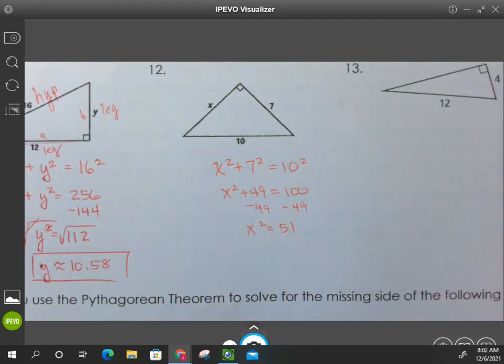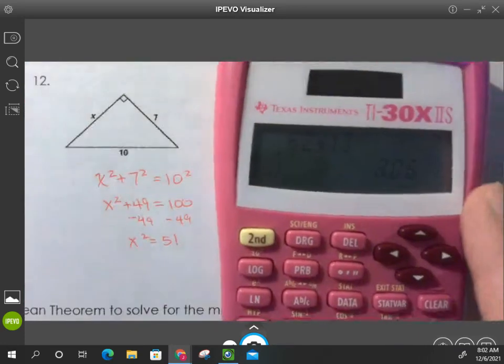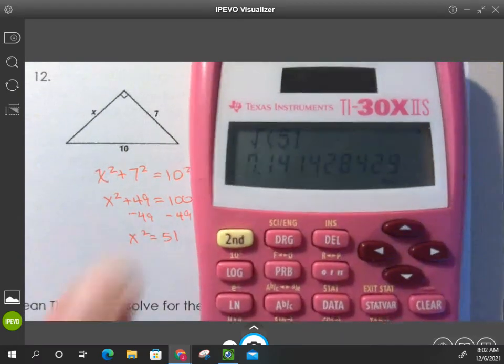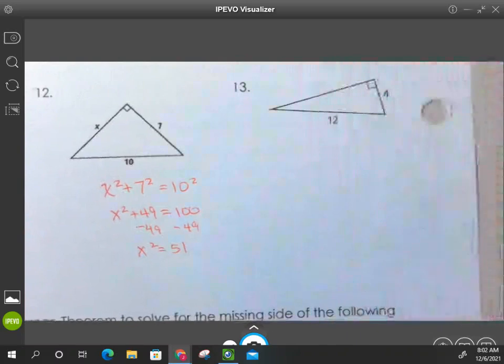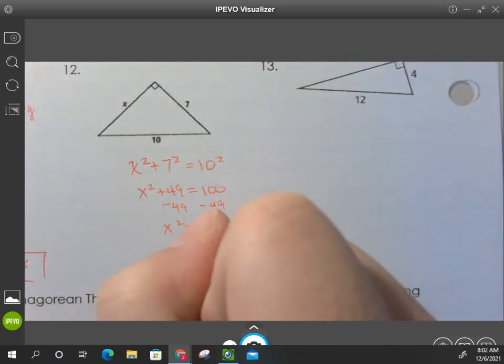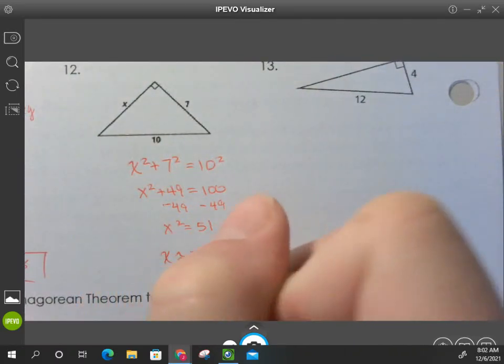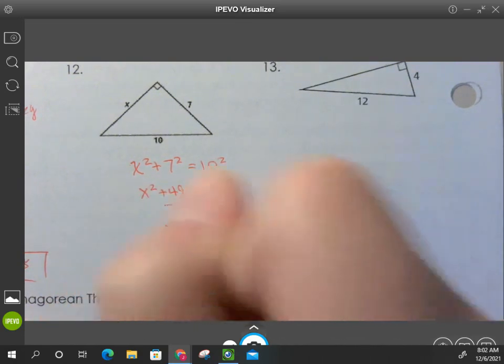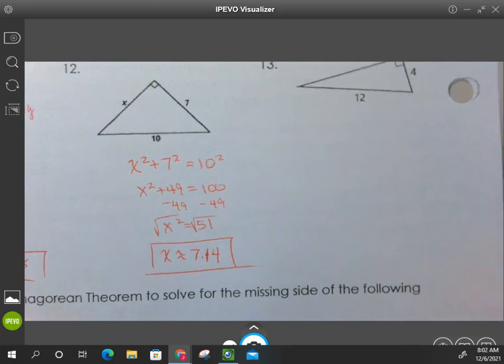And then we're going to have to throw that in our calculator, and it should round. Let's see. It's going to be really close to 7. Square root of 51, 7.141. So we'll round it to x is approximately 7.14. I almost wrote it backwards. Okay, so square root of both sides is how we got there.